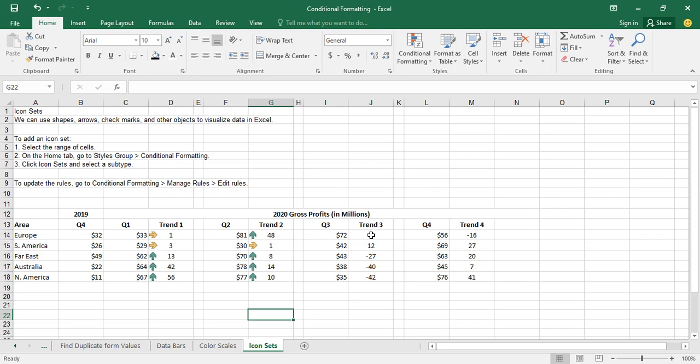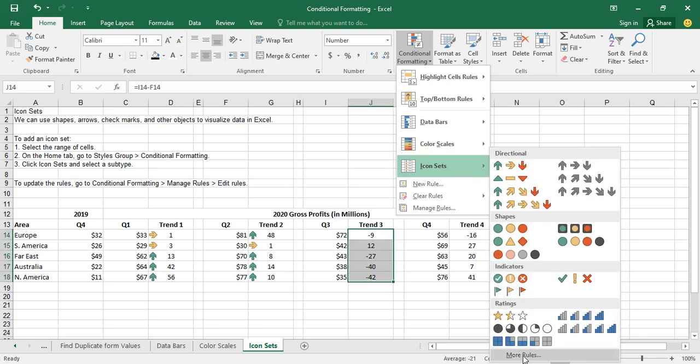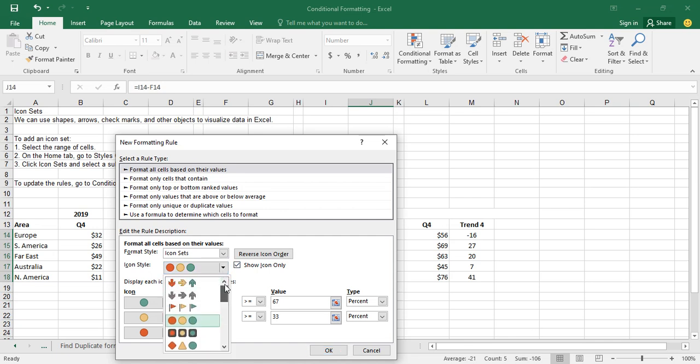Let's see what happened in the third quarter. Now I want to do something differently here. If you see here, we have the arrows and the numbers, the values showing. I don't want that. I only want the arrows, the icons, to show. So conditional formatting, icon set, more rules, and then I check this box, show icon only. I check the box, and then I select my arrow.